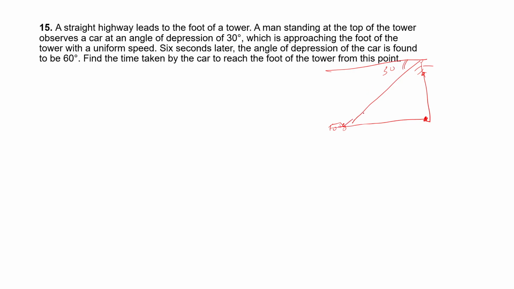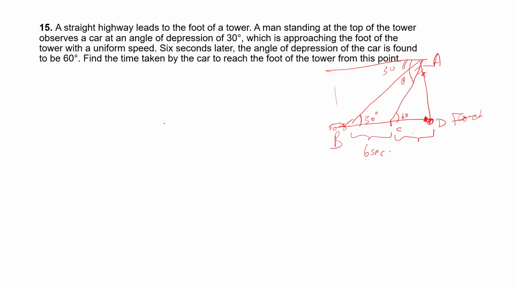Since it is parallel, if you draw a line here, it will become parallel, so 30 degrees will be here, and the car is approaching the tower with a uniform speed. 6 seconds later it would be 60 degrees. The angle of depression becomes 60 degrees after 6 seconds. So this is 6 seconds. Find the time taken by the car to reach the foot of the tower, like here. So we have to calculate how many seconds are required for this. So A, B, C, D I'll mark.